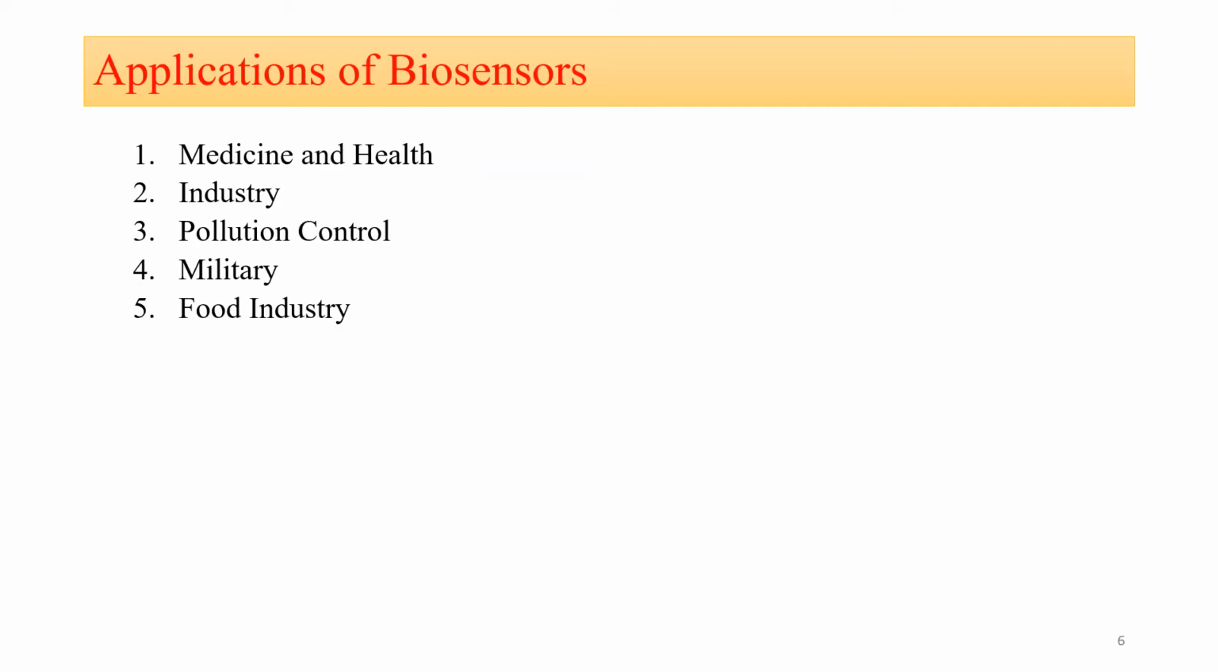Now, which are the different applications of biosensors? First, biosensors can be used in medicine and health. Then biosensors can be used in industry, for pollution control, in military applications, and in the food industry. In these various areas we can use biosensors.